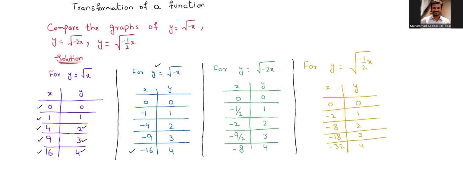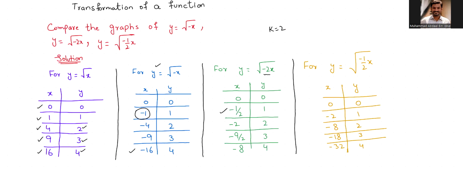Okay, now see this function y equals square root of minus 2x. In this case, this is inside the function, meaning k is equal to 2, so we need to multiply the x values by 1 over 2. If we multiply 1 over 2 with this 0, we get 0. If we multiply 1 over 2 with this minus 1, then we get minus 1 over 2. If we multiply 1 over 2 by this minus 4, we get minus 2.